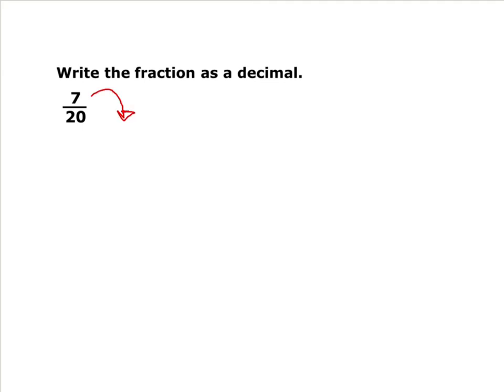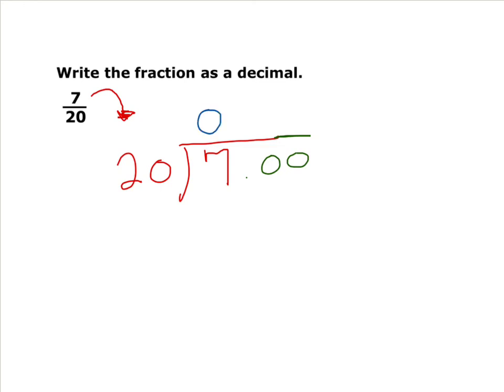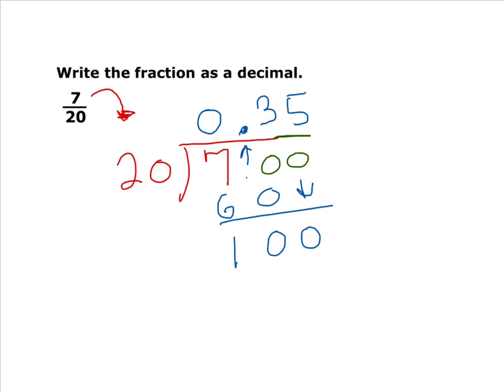Again, your numerator falls into your doghouse, so we're going to divide 7 divided by 20. Now, the first thing that we need to do is add a decimal, and I'll add 2 zeros behind that so we can divide this out. Once I have that, now I can divide like normal. 20 will go into 7 0 times. I need to bring my decimal straight up. 20 will go into 70 3 times, which gives us 60. The leftover of 10, I'll drop down my 0 here. 20 goes into 100 5 times.